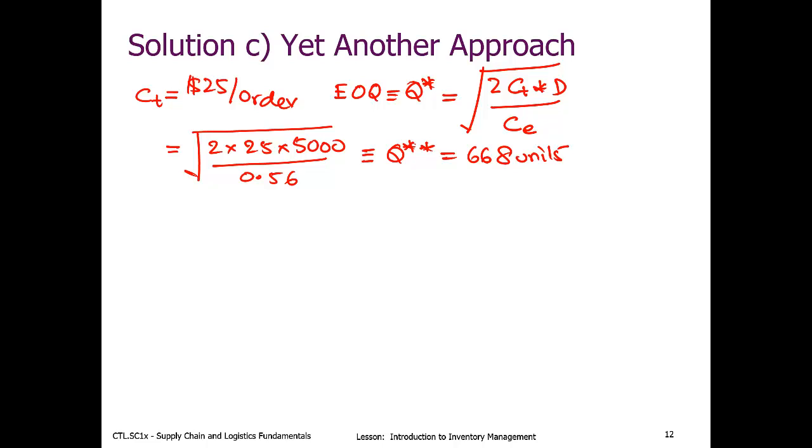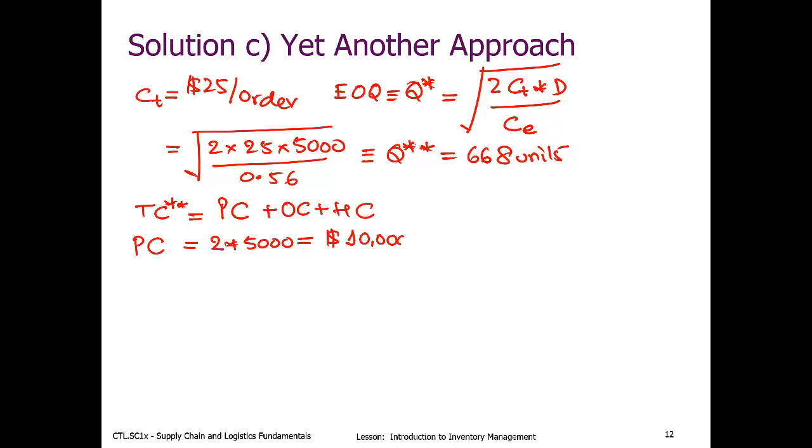Now that we have this new EOQ, let's go ahead and calculate the new total cost. And what would that be? Once again, purchase cost plus ordering cost plus holding cost. So has there been any change in the purchase cost with Bob's approach and using EOQ? Well, nothing changes because the purchase price remains the same and our demand or the total buy for that year remains the same. So the purchase cost still remains $10,000.